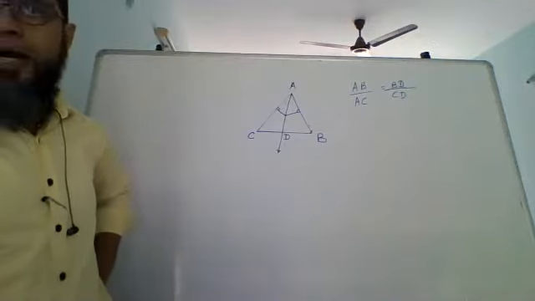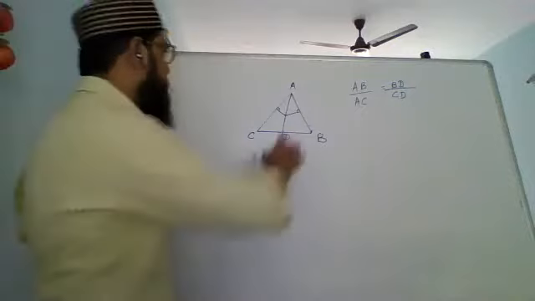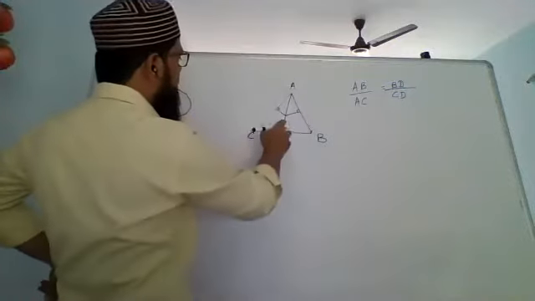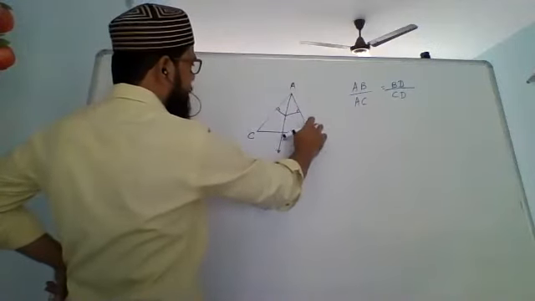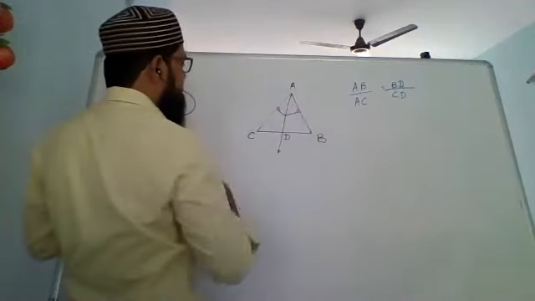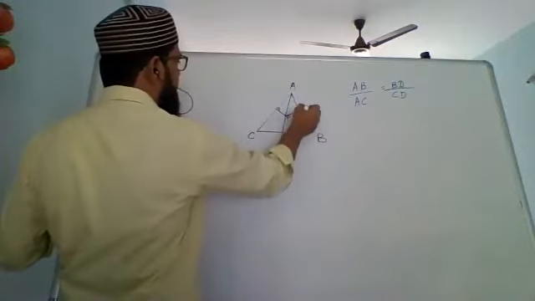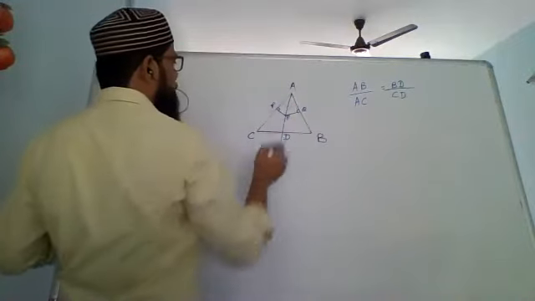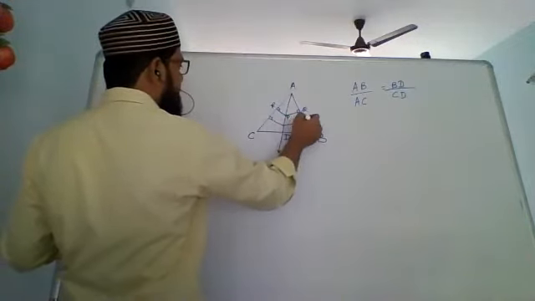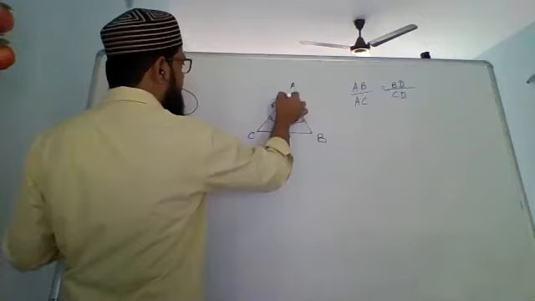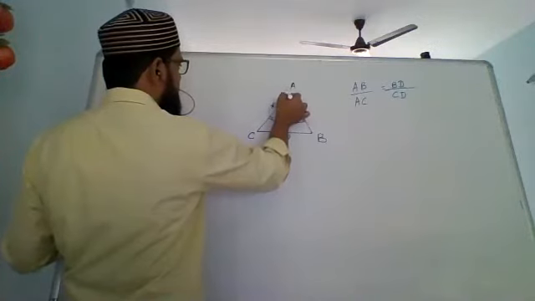Every point on the bisector of an angle, that means every point on AD, is equidistant from AC and AB. It will always be equidistant. Supposing this is P and this is Q and this is R, PR will always be equal to PQ. Similarly, if there is a perpendicular from here and here, these two perpendiculars will also be equal. Same over here. That is what it says.